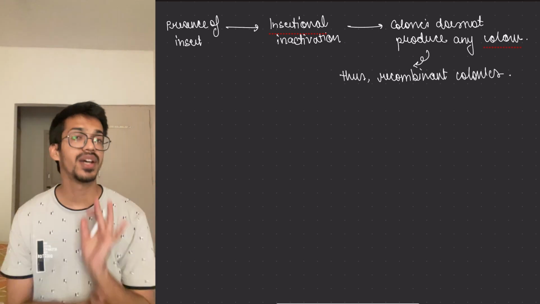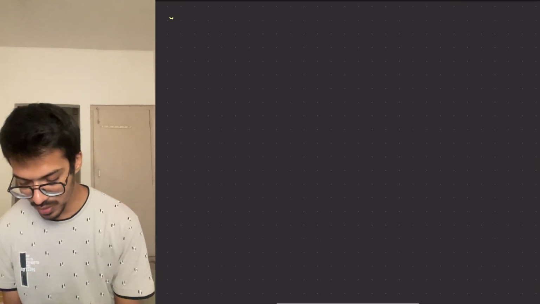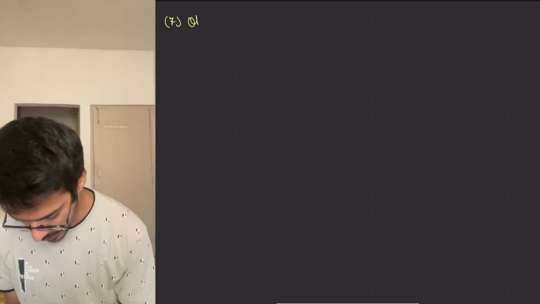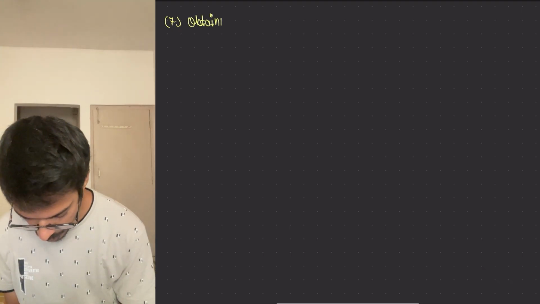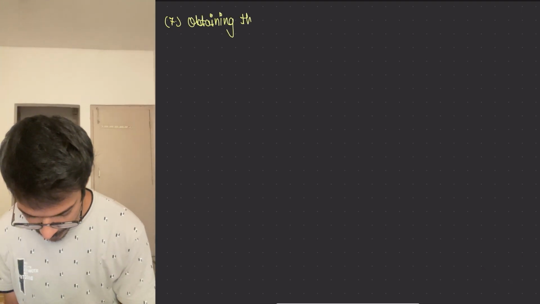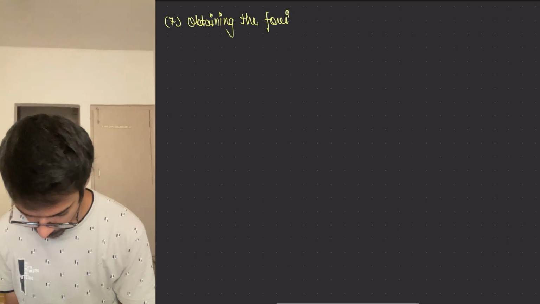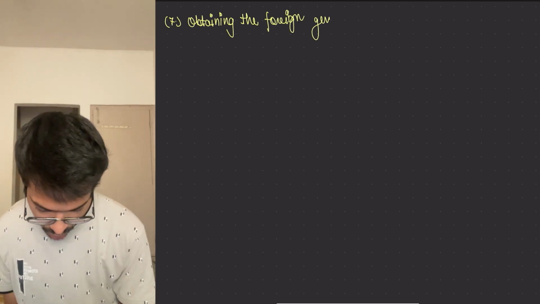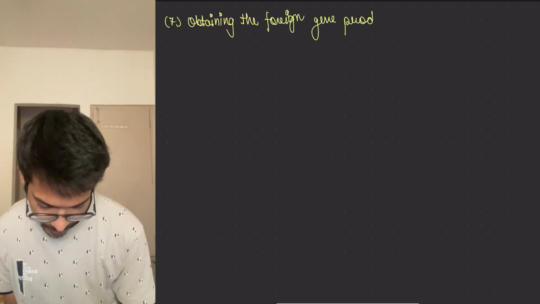Now once we are done with it, the next step is the seventh step. Okay, now what does the seventh step say? You know that these are the recombinant ones, and now you want to make your product. So we are going to do that step, that is obtaining the foreign gene products.